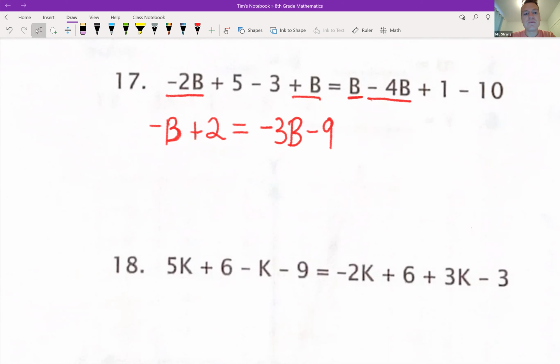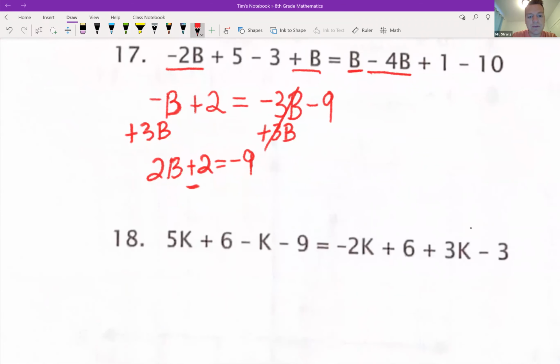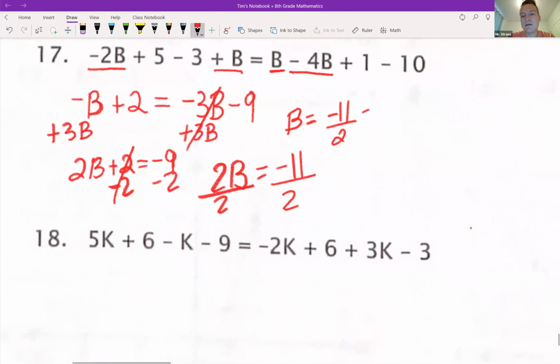I don't like working with negative numbers as much, so I'm going to move this 3b over. That's going to cancel that out. I'm going to add 3b to this side. So now I have a positive 2b plus 2 equals a negative 9. I'm going to have to work with negative numbers eventually, so I'm going to subtract 2. 2b equals negative 11, divide by 2, b equals negative 11 over 2, simplified equals negative 5.5.